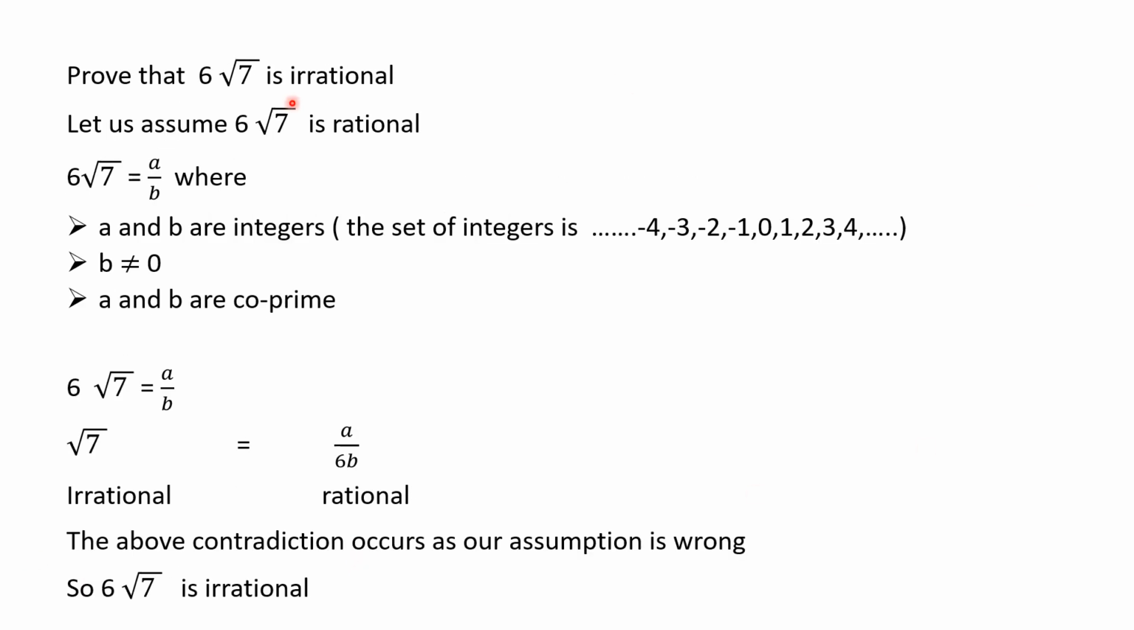Now going to the next problem: 6 root 7 is irrational. Let us assume 6 root 7 is rational. 6 root 7 equals a by b, where a and b are integers, b is not equal to 0, and a and b are co-prime. So root 7 equals a by 6b. Root 7 is irrational, but this is rational. The contradiction occurs as our assumption is wrong, so 6 root 7 is irrational. This proof is very important. Read this fully, and write and practice it again and again.